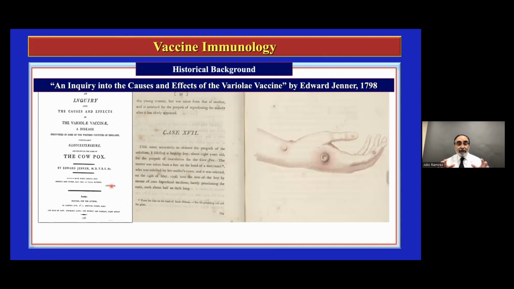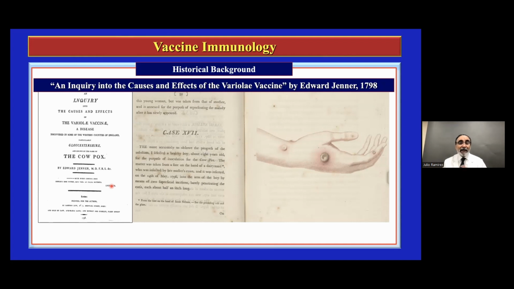This is all from Jenner's article. This is the hand of the lady who was milking the cows that had cowpox in his town, and this is the hand where he got the fluid from the vesicle and started injecting people in town. These were the 21 cases that he vaccinated.